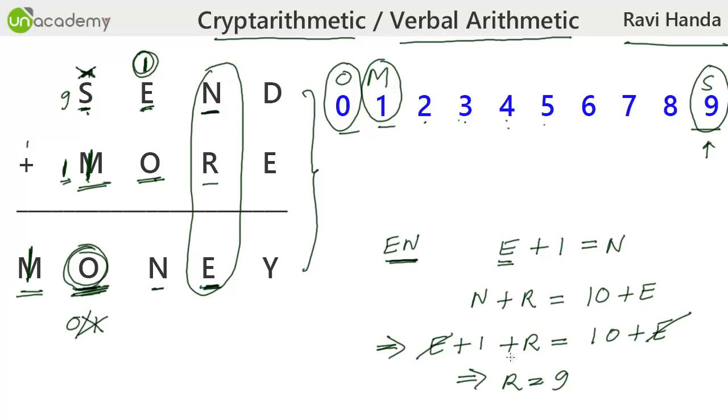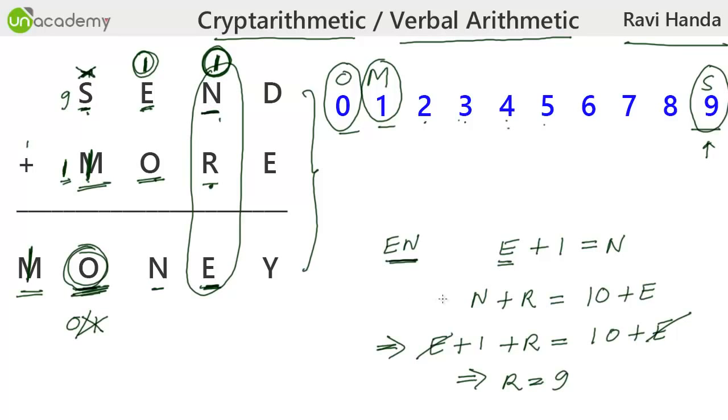What is the wrong thing that I have done here? Well, the wrong thing that I have done here is that I have done n plus r as 10 plus e, which is not leading me to any answer. The only way this is possible is because I have neglected some carry which must have been here. So there must have been a carry of 1 here.